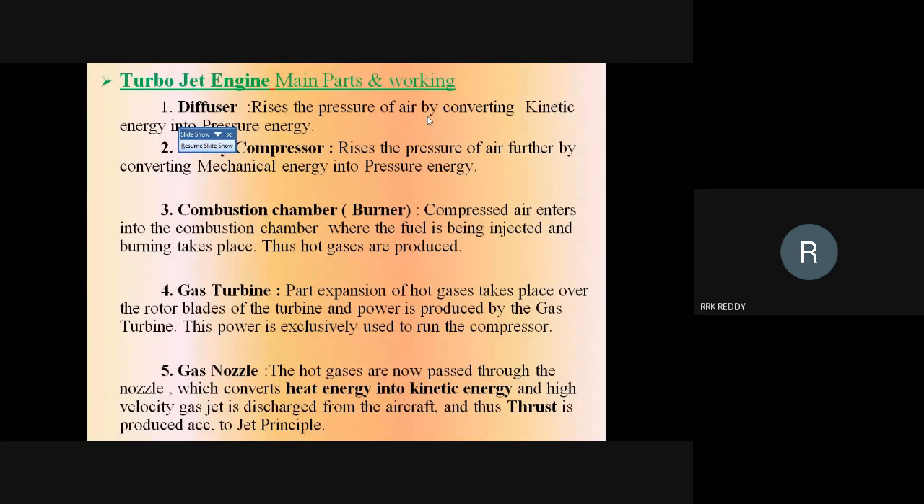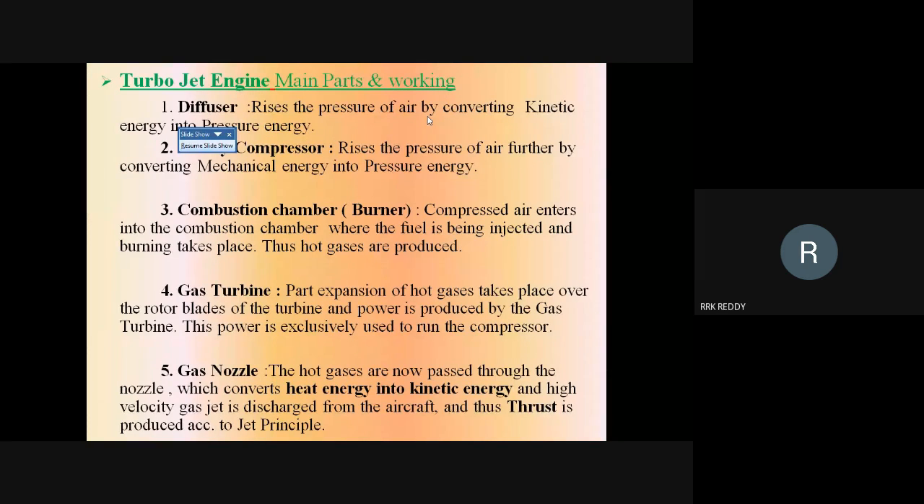So the compressor raises the pressure of air further by converting mechanical energy into pressure energy. So the function of both diffuser and compressor is the same: it is to raise the pressure of air only. But the energy conversion principle is different. Diffuser converts kinetic energy into pressure energy, whereas compressor converts mechanical energy into pressure energy. So ultimately, we need the air pressure to be raised.